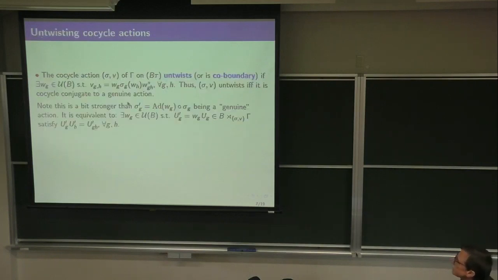Okay, so the untwisting of a two cocycle means this: that you can find a one-variable unitary valued function on gamma such that the V(g,h) is the delta, I mean the derivative sort of, the coboundary of this W_g.